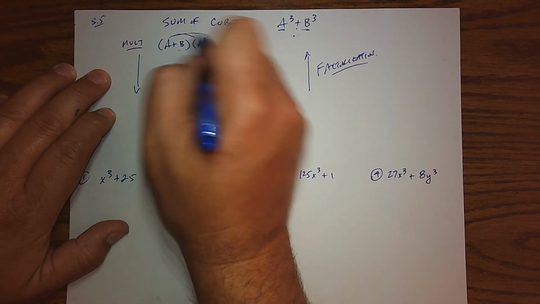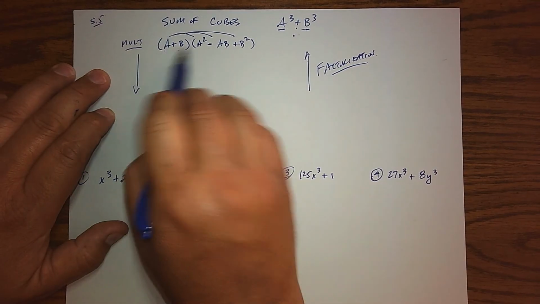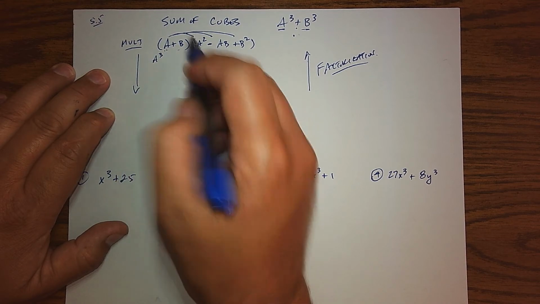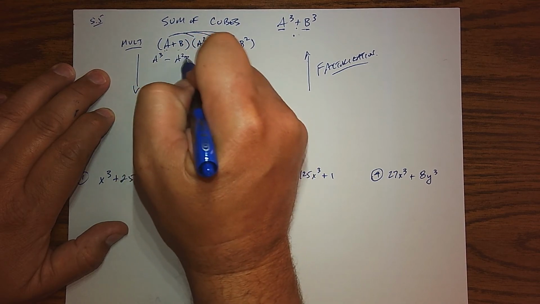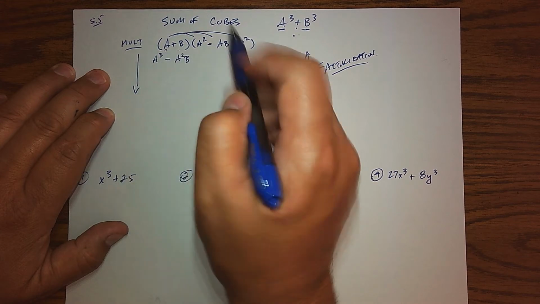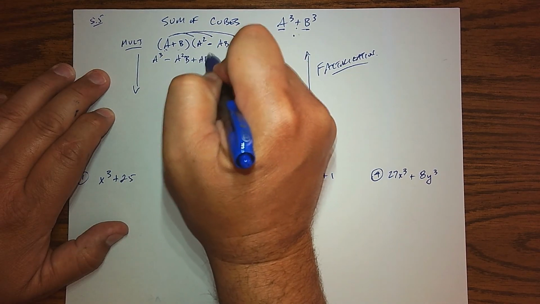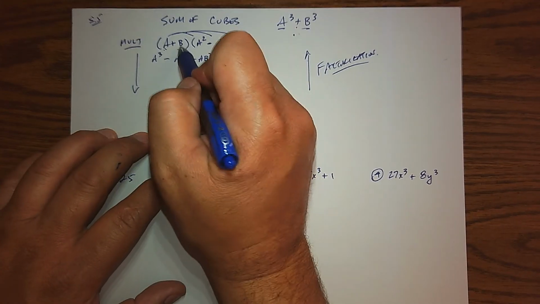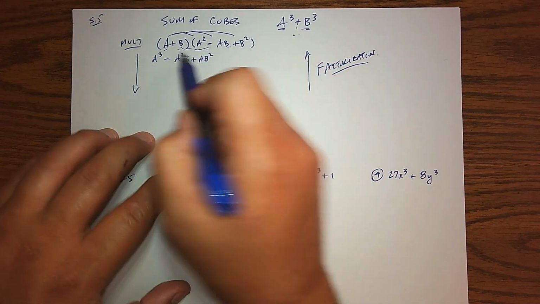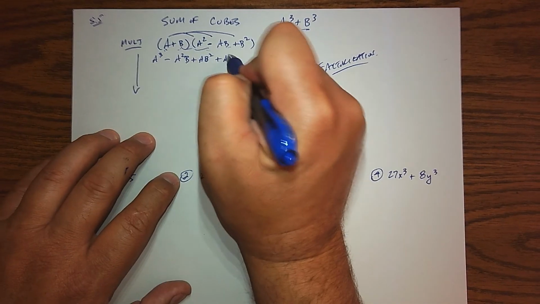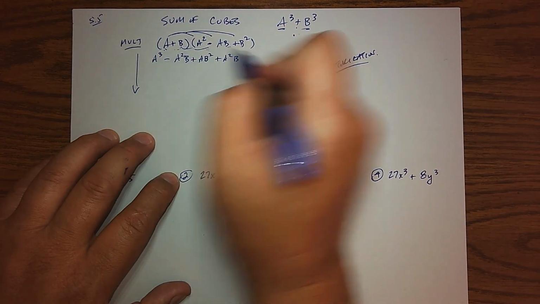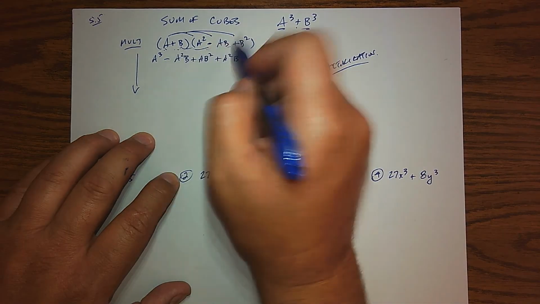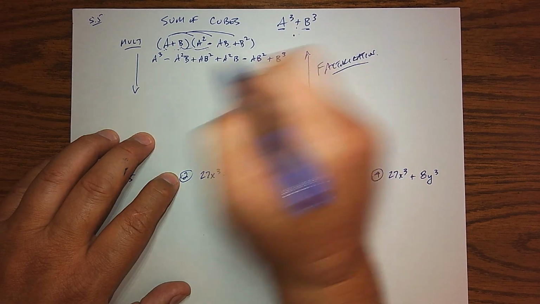So again, we'll distribute the a. A times a squared gives us an a cubed. A positive times a negative is a negative, and we get a squared b. A positive times a positive is a positive, and we get ab squared. So we just distributed the a. Now we do the b, and when I distribute that here, we get a positive a squared b. A positive times a negative is a negative, ab squared. And then a positive times a positive gives us a positive b cubed.